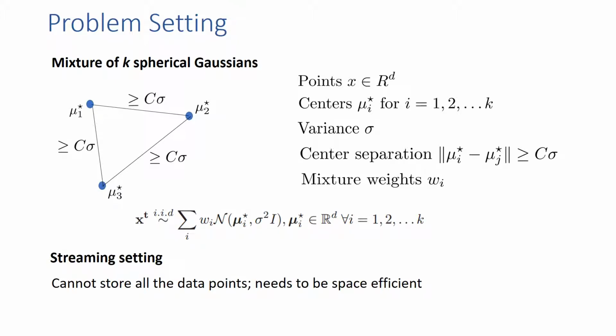In this work, we are interested in the streaming setting where all the data cannot fit into the RAM and we need to be space efficient as we process data points from a stream to estimate the cluster centers. We provide the first bias variance bound for clustering in the streaming setting by analyzing the convergence of the streaming version of the celebrated k-means algorithm.